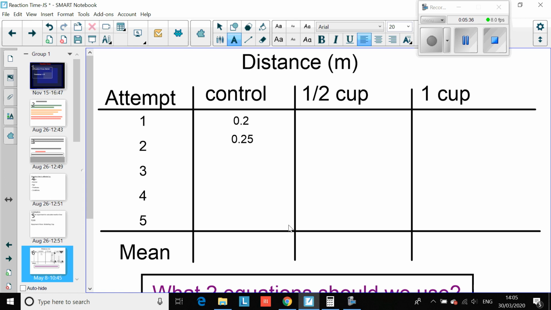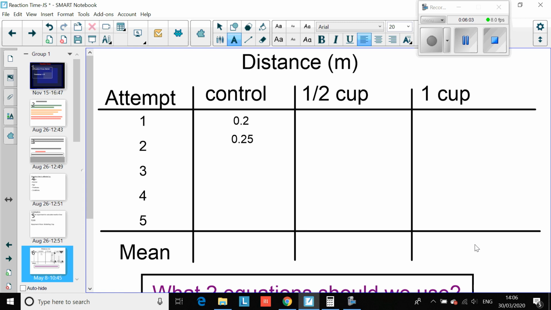So what you will hopefully have by the end is your average distance for your control before you start, and your average distance after you've had half a cup of coffee, tea, or if you've got some Red Bulls in the fridge or something like that, that's fine. Coke works quite well because it also contains caffeine. And then after 1 cup, you can see how that affects the distance that it fell.